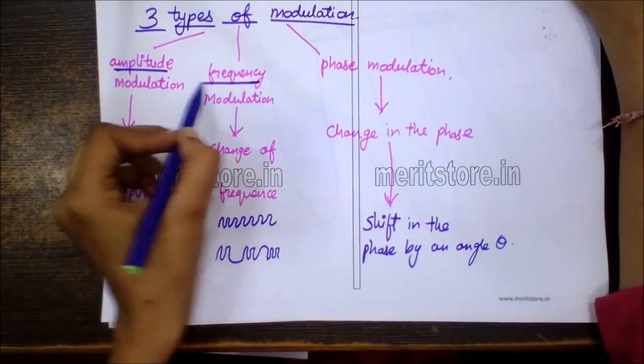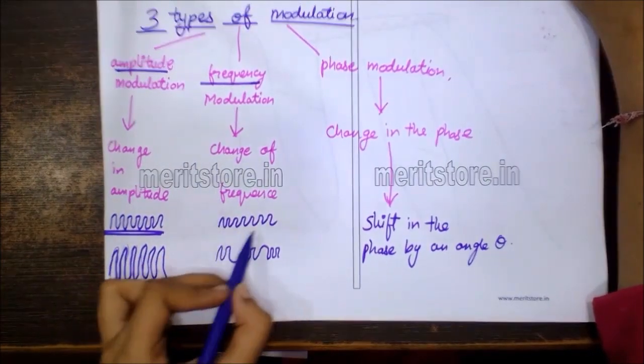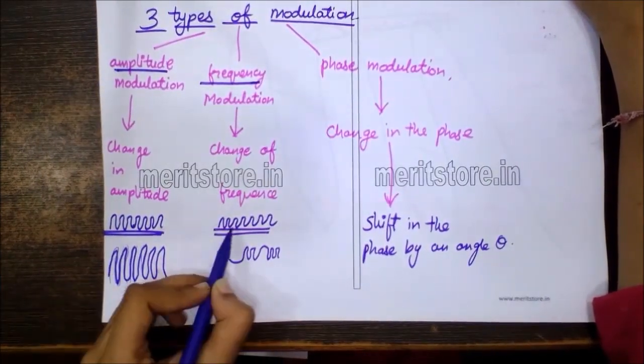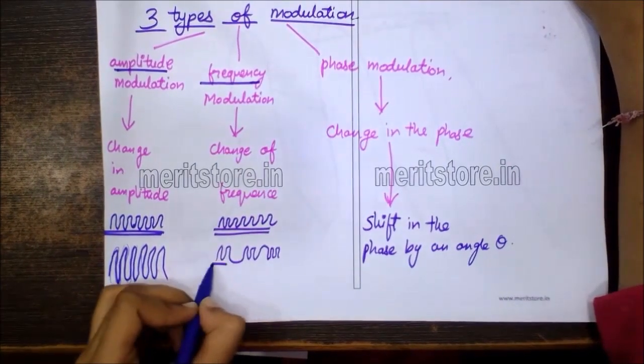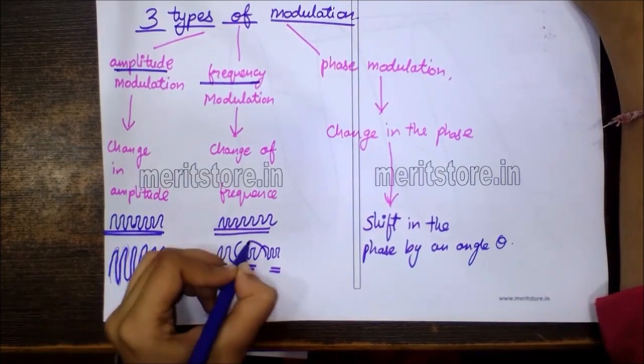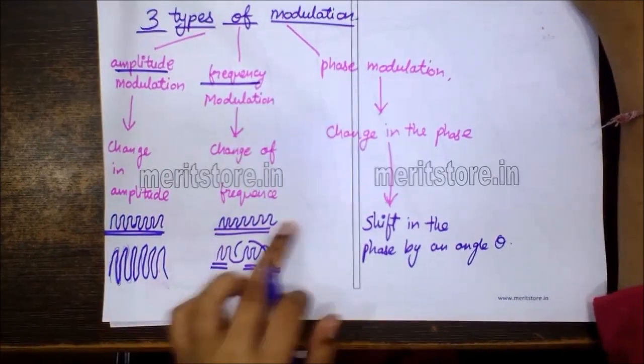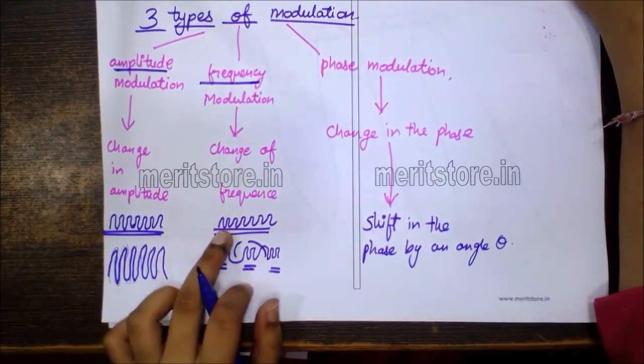The second form is frequency modulation. In this we change the frequency. Over here this is my original frequency, same as this, but I have changed the frequency. Over here my waves are appearing frequently, but on this portion and this portion they are not frequent. That means I have changed the frequency. Over here they are equally distributed, the frequency is equal.